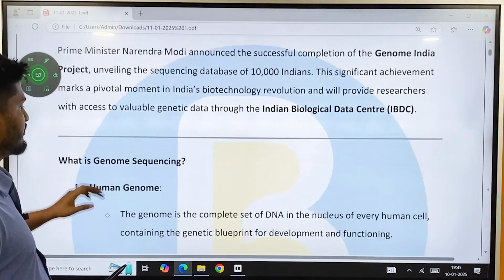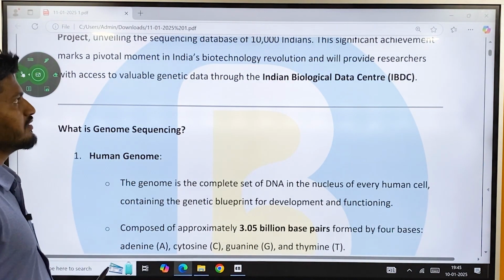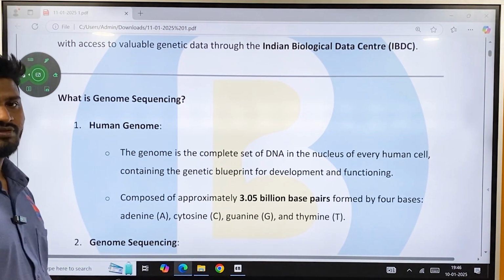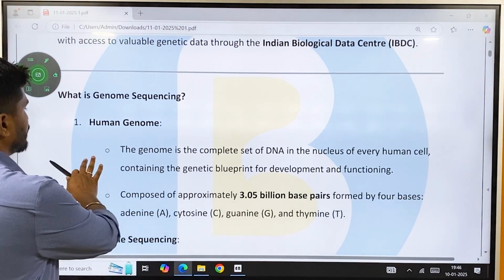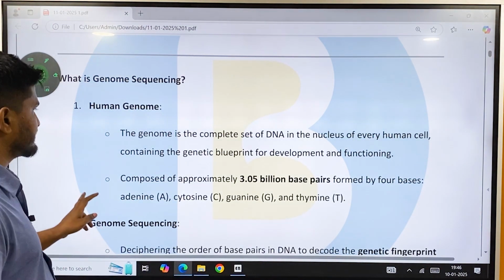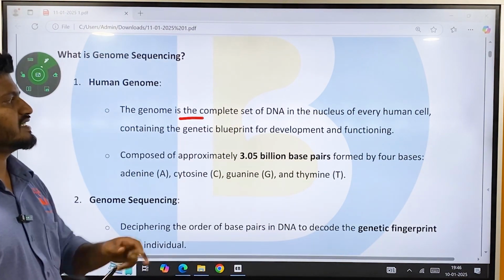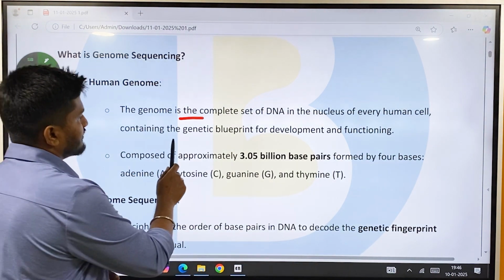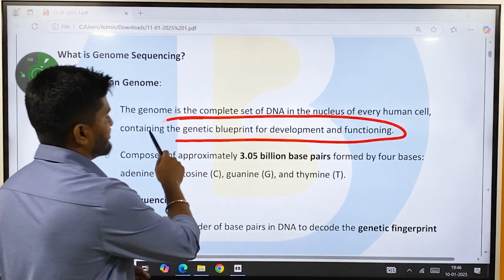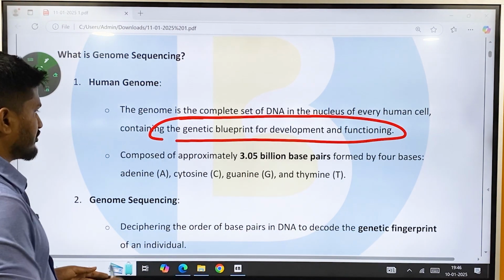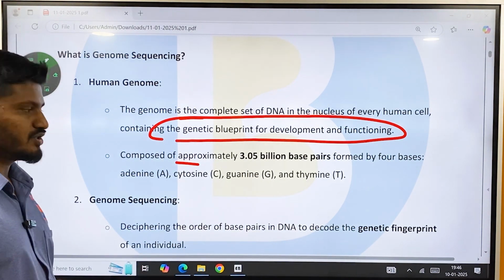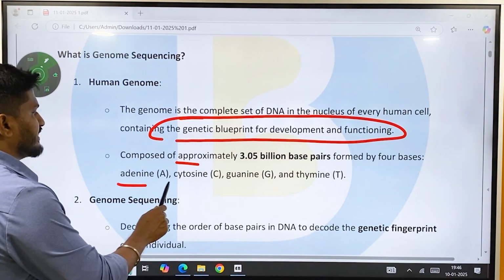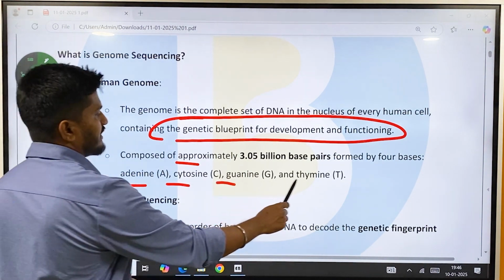Before you understand Genome India project, we have to understand what is genome sequencing. For that, we need to understand what is human genome. In human cells, genome is the complete set of DNA in the nucleus of every human cell, containing the genetic blueprint of development and functioning, composed of approximately 3.05 billion base pairs formed of mainly 4 bases, that is adenine, cytosine, guanine, thymine.